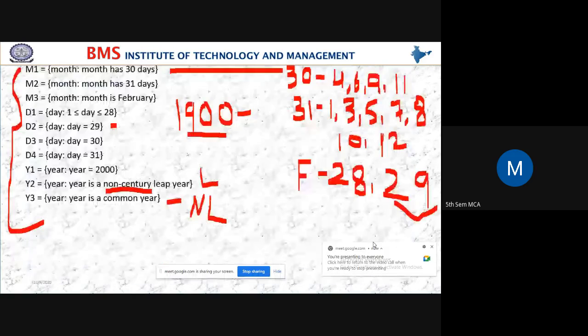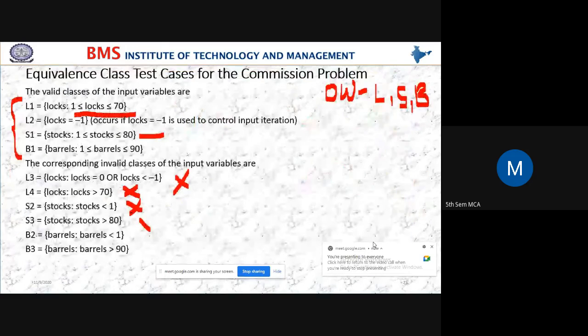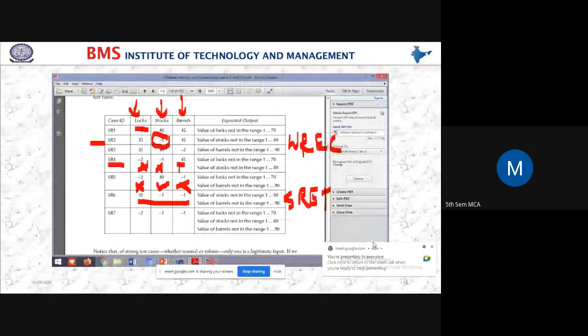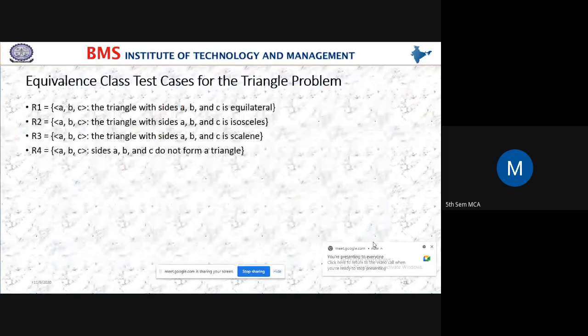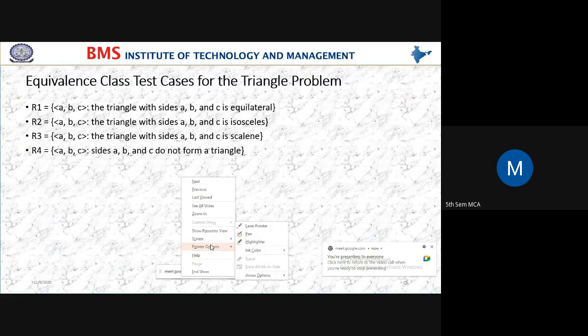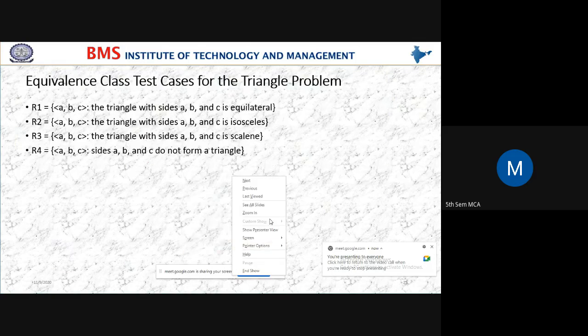and the commission problem. And next we have the equivalence class testing for the triangle problem. Yes, students, in equivalence, the main important thing we have learned is the partitioning of the data.